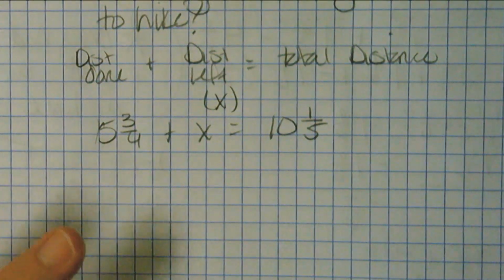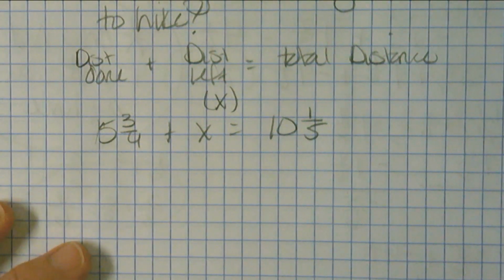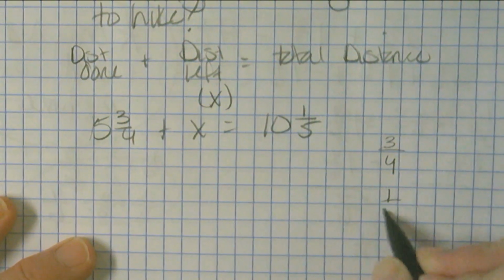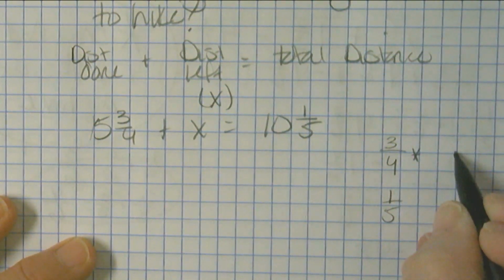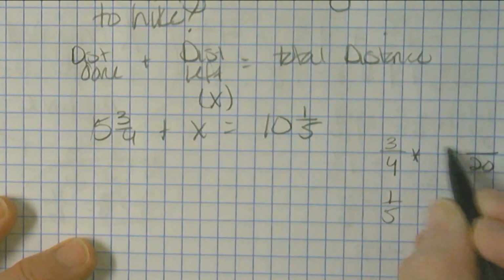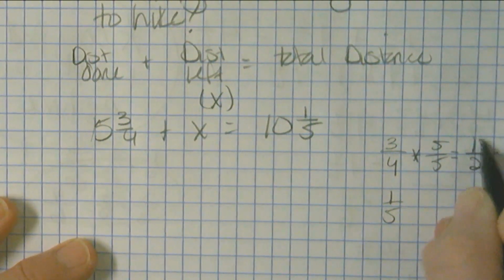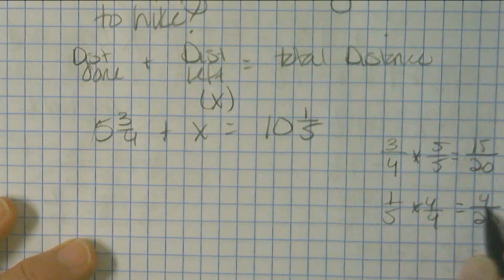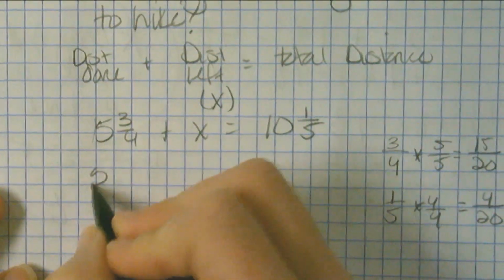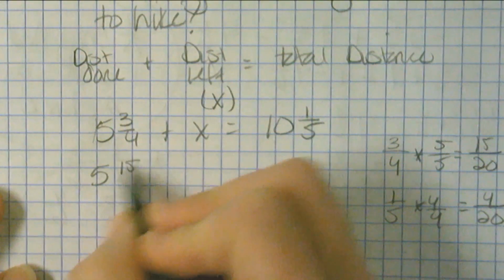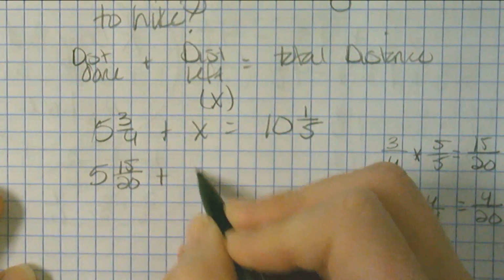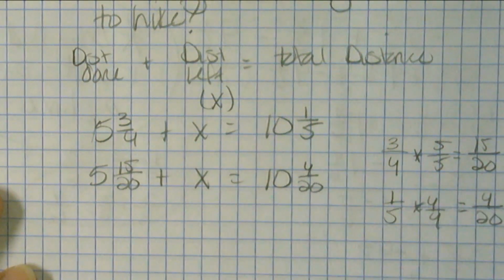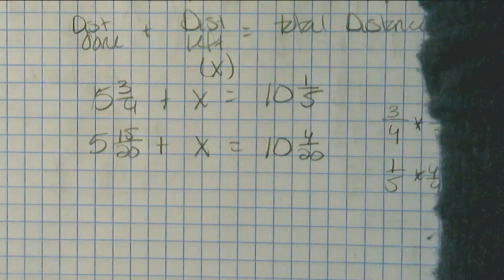What am I going to do to finish solving this? So you have to find the common denominator. Excellent. What did you use for a common denominator? So what did you multiply your 3/4 by? So I have 15/20, and then what did you multiply the other one by? All right, so I'm just going to rewrite this. So I have 5 and 15/20 plus x is equal to 10 and 4/20.